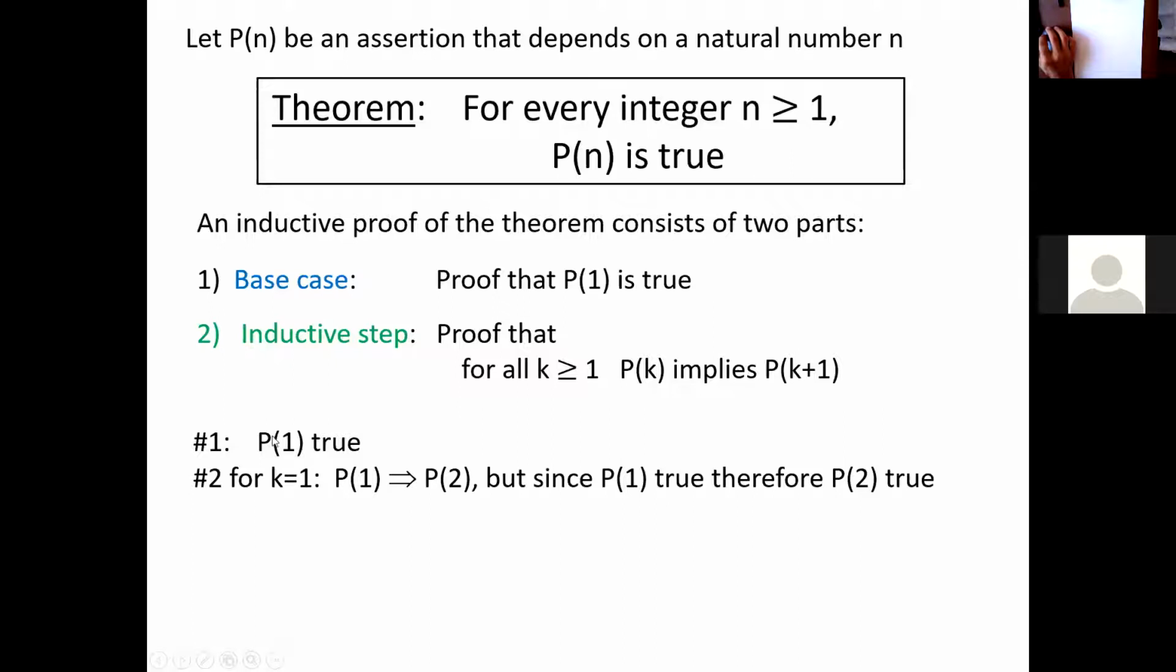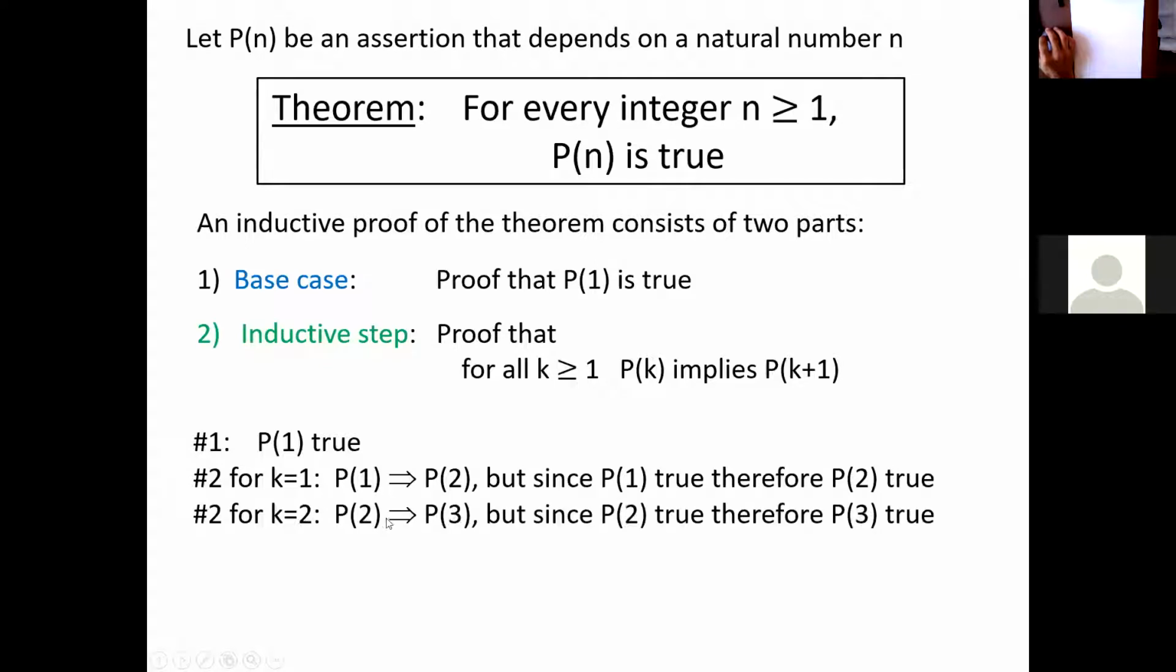But now we know that P1 is true by the base case. So the combination of the fact that P1 is true and that this implication is true implies that P2 must be true, right? Because a truth cannot imply a falsehood, or otherwise this implication would be contradicted. So the consequence must hold as well.